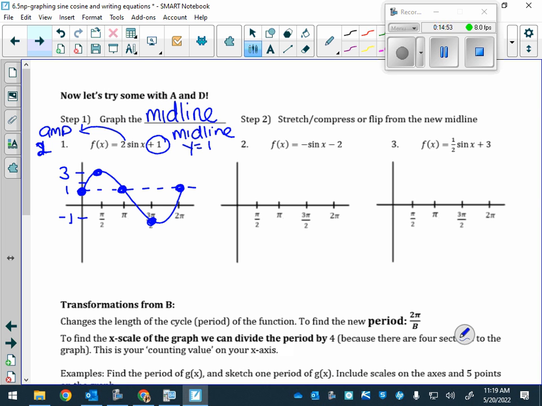Okay. Does everyone see? Just want to make sure. Are we okay? Okay. Now for number 2, where is my midline? For number 2, yellow. -2.